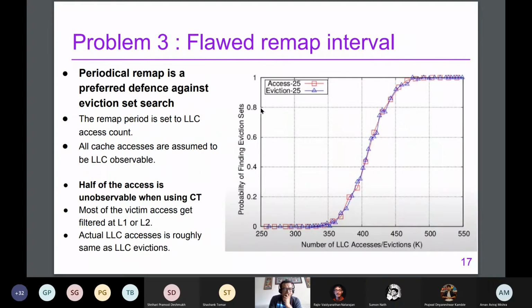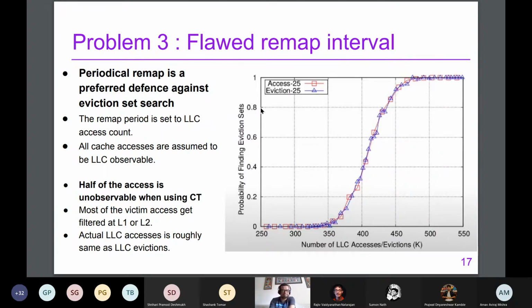Yeah. So the third problem which we are going to discuss is the flawed inner remap interval. Traditionally, whatever Caesar and the randomized skewed system Caesar has suggested, the remap interval should be related to the LLC access count. To be precise, it should be 100 LLC accesses. But here in the graph, you can see that when we performed the CT algorithm on a particular system, the accesses are marked with a square and the evictions are marked with a triangle. The count of the accesses as well as the evictions was nearly similar.